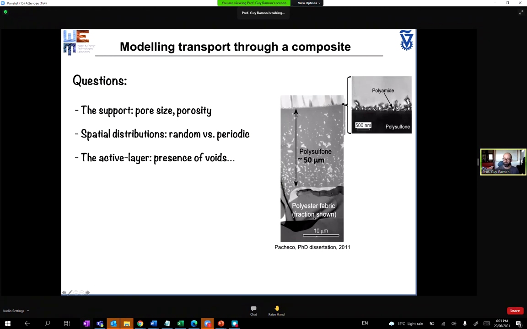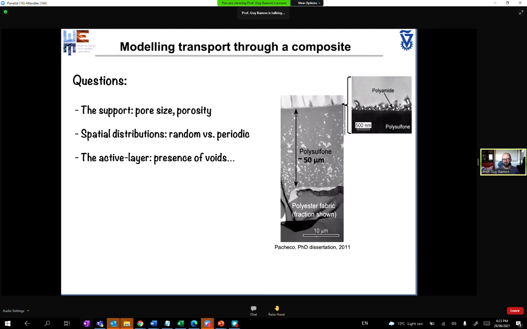Scale, or almost at scale. And mostly, I think, what we need to take away is how small the region that is so crucial is, right? And we tend to neglect everything underneath, but the support does impact the transport. So again, questions that come to mind are, what does the support look like structurally?